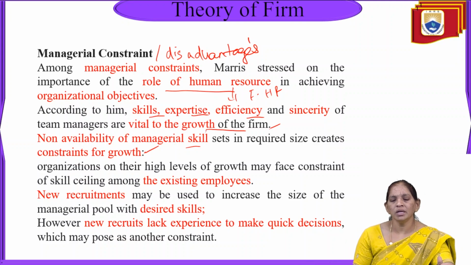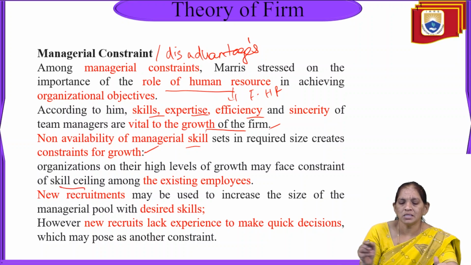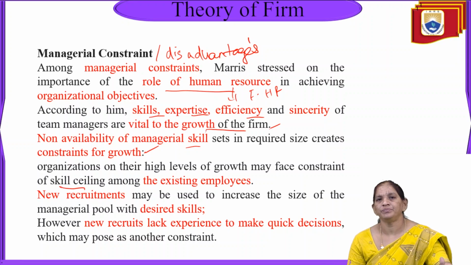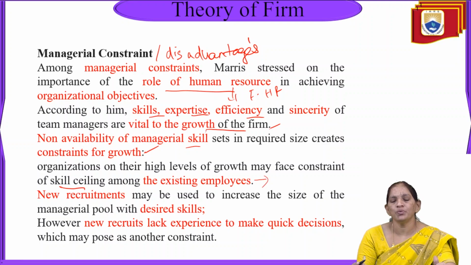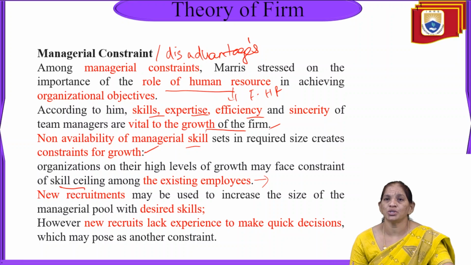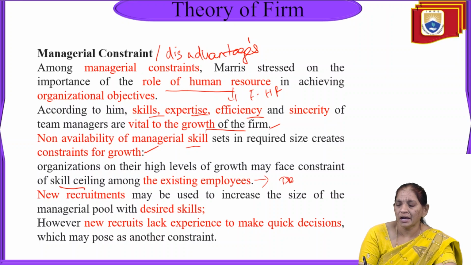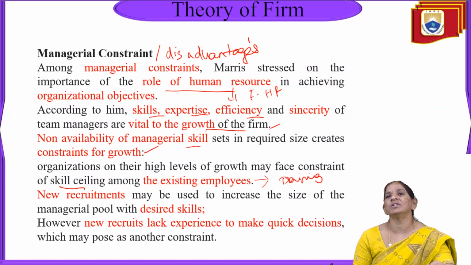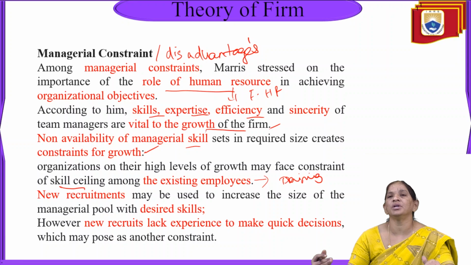Along with that, an organization at a higher level of growth may face constraints in the skill ceiling among existing employees. It is simple: when innovation changes come, or when the organization is growing faster, the internal working activities automatically change. Innovation plays an important role, so the existing people will become outdated. So we have to train them and do other recruitment things. When we provide training measures, the existing employees are boosted and learn the innovative techniques.